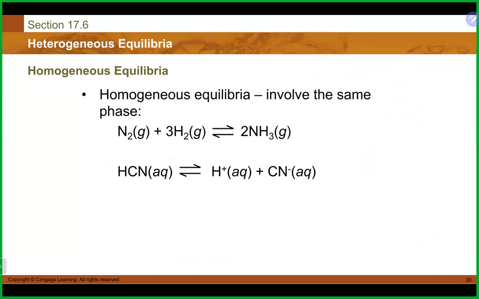So there are different types of equilibrium, and there are some that are known as homogeneous equilibrium. Homogeneous equilibrium is much like a homogeneous mixture, which is everything is the same throughout. What that means is in a homogeneous equilibrium, everybody's in the same phase. So everybody here is in the gas phase in our first example, and in our second example, everybody is in the aqueous phase. So they are all in the same phase, which means they're homogeneous in terms of the equilibrium.